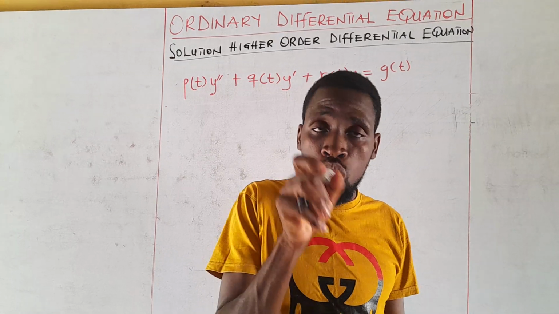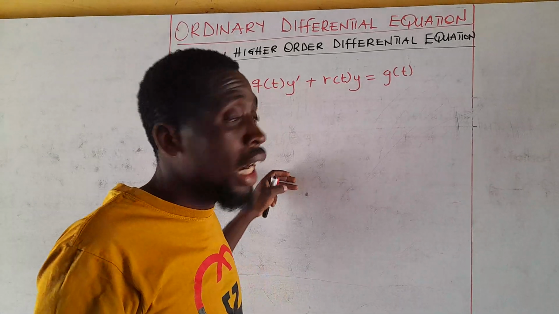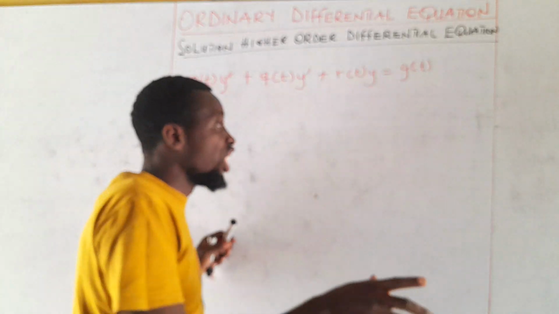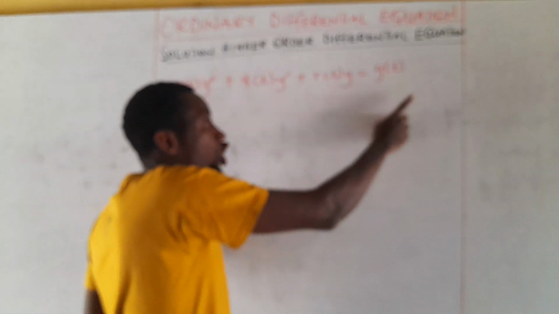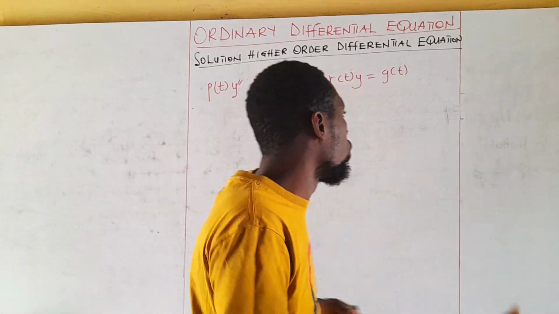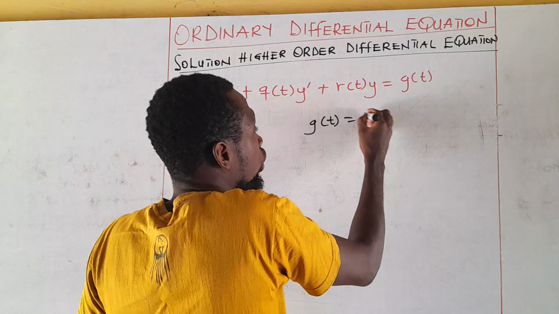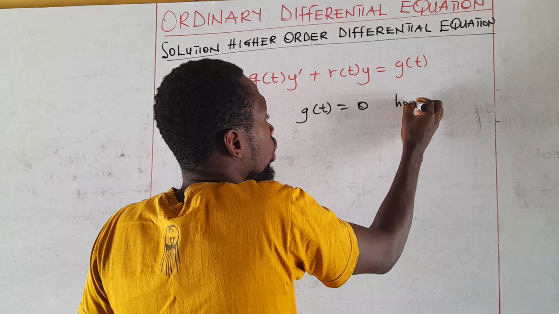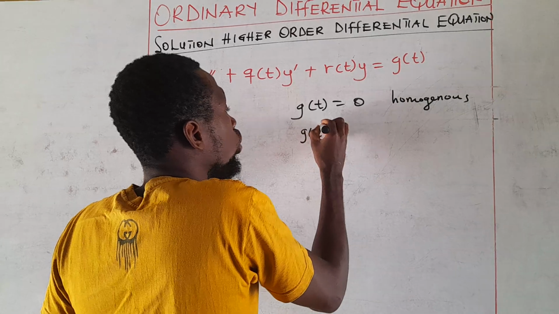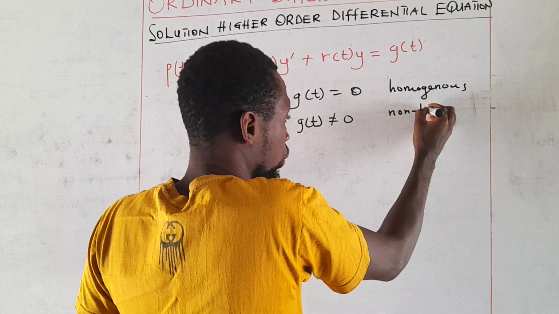Also recollect that we say higher order ordinary differential equations are of two forms. They are either homogeneous or non-homogeneous. And we said that their homogeneity is determined by the g of t. When g of t on this side is equal to 0, it is homogeneous. And when g of t is not equal to 0, that it has a function, then it is non-homogeneous.